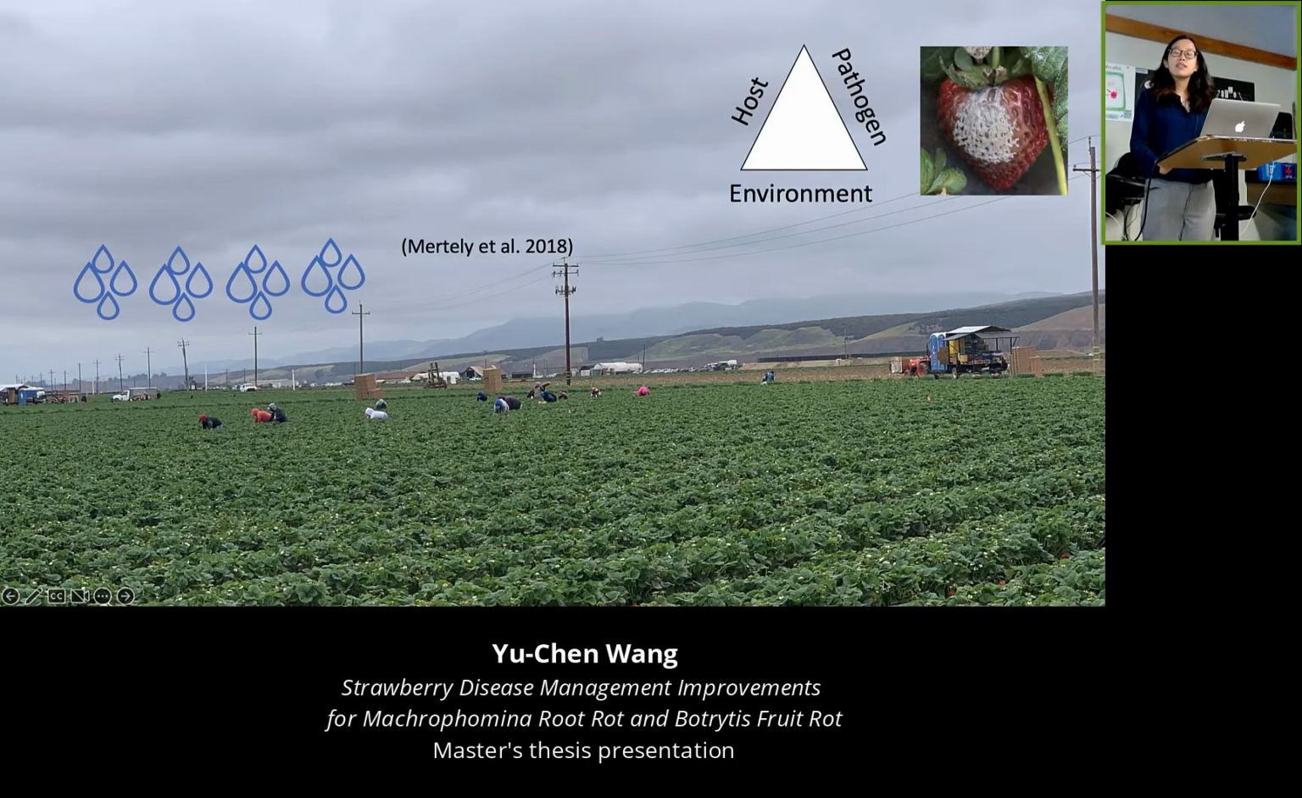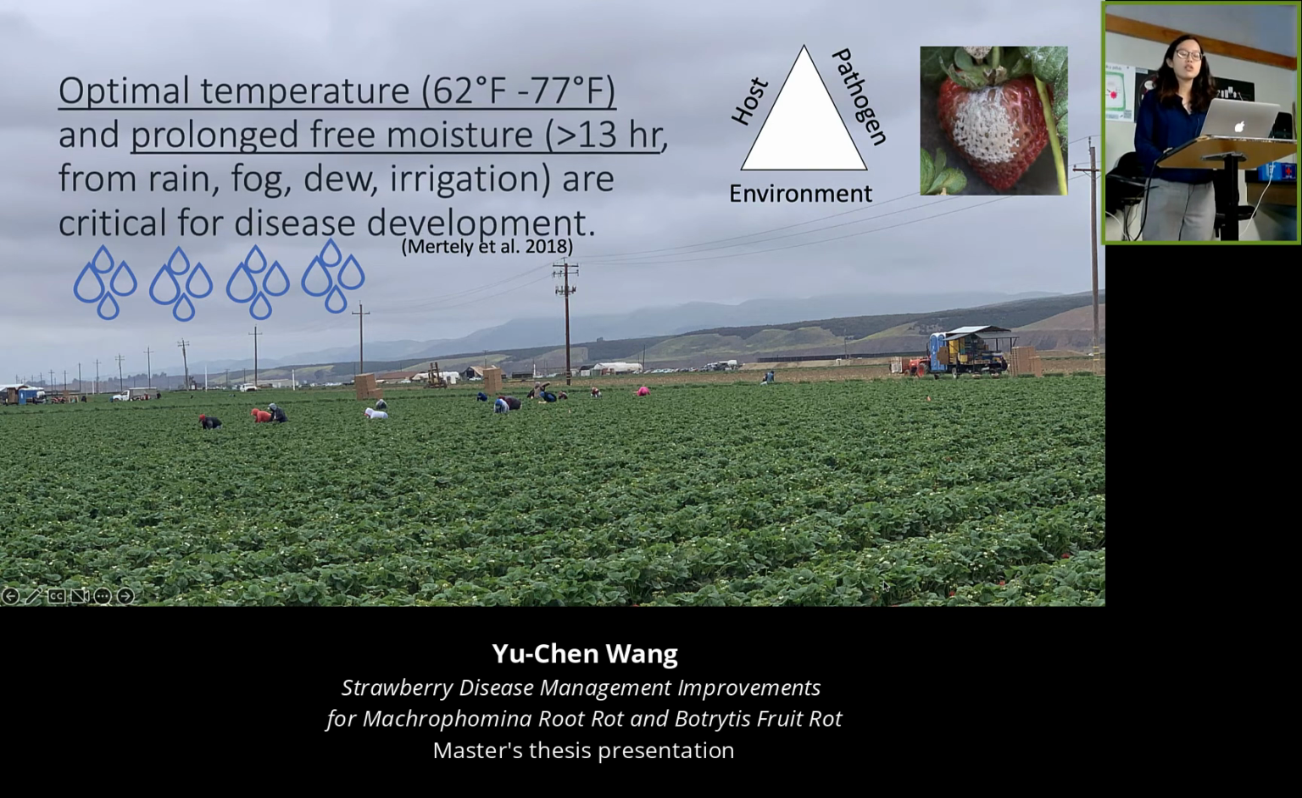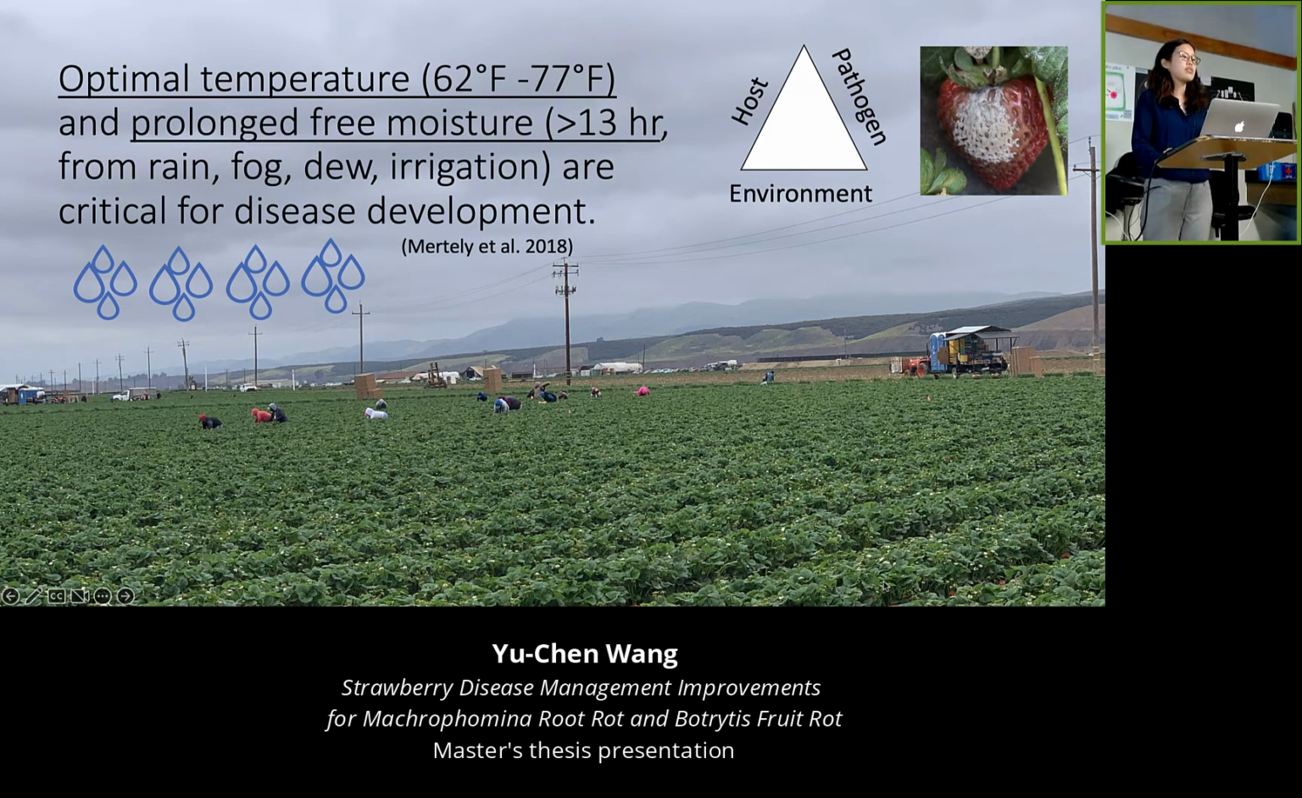I included in this slide a disease triangle. A disease occurs with the presence of a susceptible host, here the strawberry, the pathogen, Botrytis cinerea, and also an optimum condition. The optimum condition for Botrytis is a temperature of 62 to 77 degrees Fahrenheit and also prolonged free moisture, more than 13 hours. That could come from rainfall, fog, dew, or irrigation.